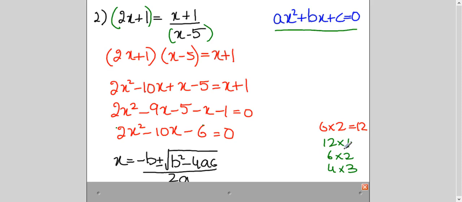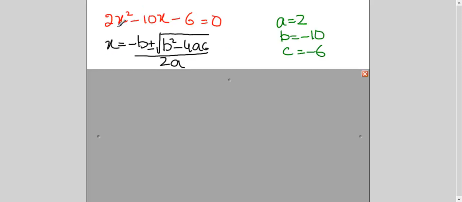12 and 1 will give you 11 or 13. This will give you 8 or 4. This will give you 7 or 1. So none of the pairs will give you minus 10. That's why we will apply the quadratic formula. I will pick up my a, b, c. So a is 2, b is minus 10, c is minus 6.